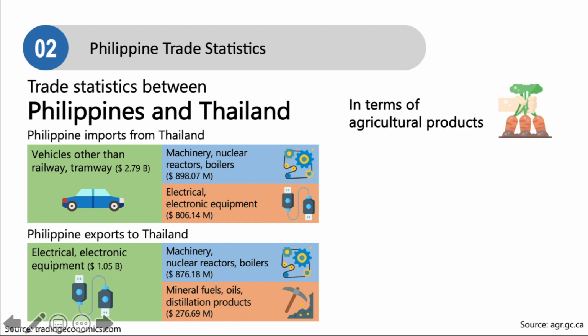In terms of agricultural products, the Philippines is a net importer, with a total value of imports amounting to 13.5 billion US dollars and exports of 7.2 billion US dollars.